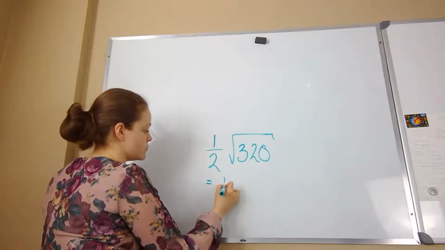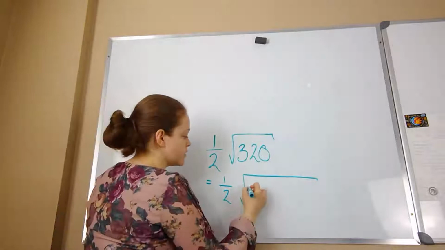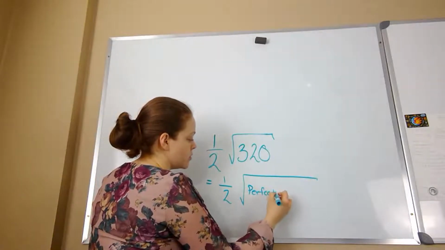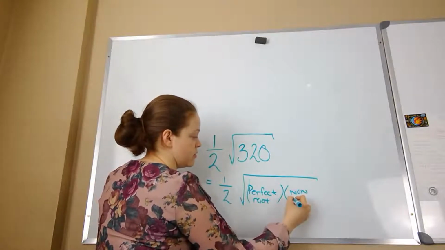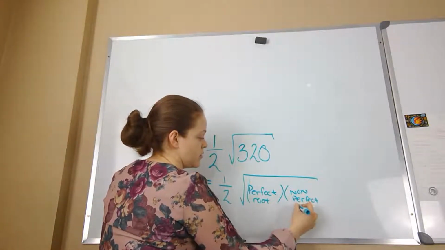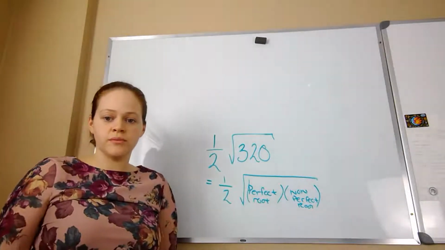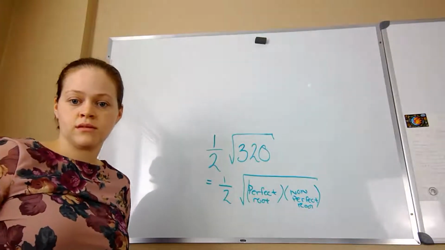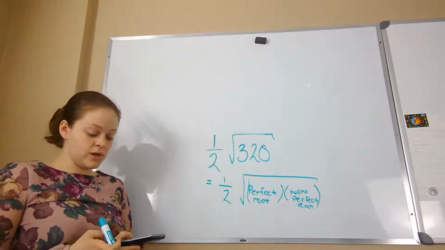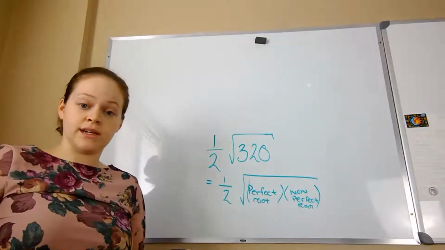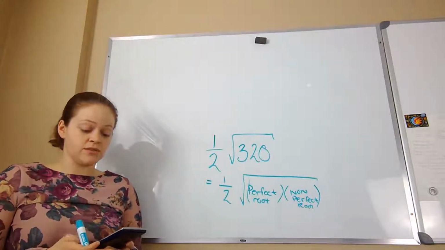So to do that, we want a perfect, I'll write that down. Perfect root, and then you want that times by a non-perfect root. So a perfect root is something like root 4, where we can just take the root of. So 320, say, divided by 16. It does divide, but maybe we can go higher. So maybe 320 divided by 64.